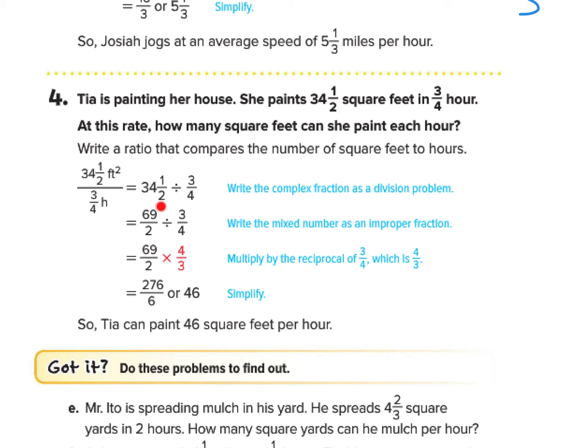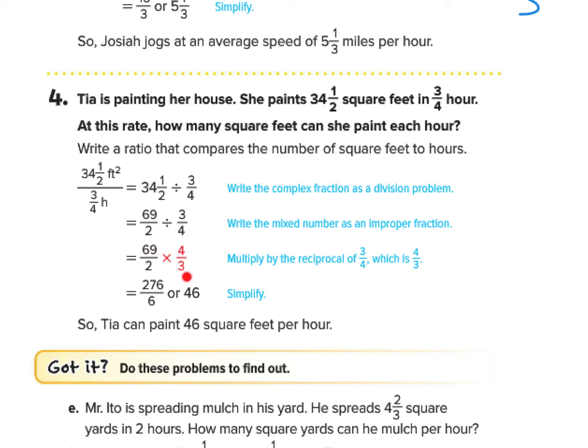34 times 2 is 68. Plus 1 is 69. So it's 69/2. Divided by 3/4. We keep, change, flip, or we use the reciprocal, the multiplicative inverse. And then we try to cross-reference. Over here, 69 and 3 go into each other 23 times.